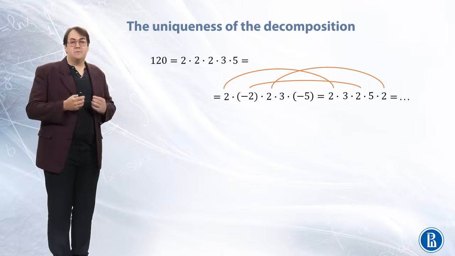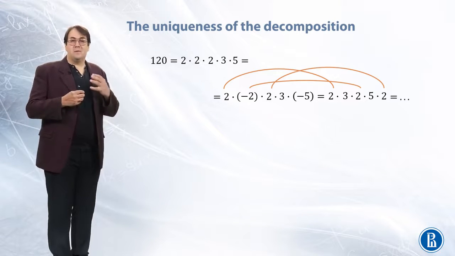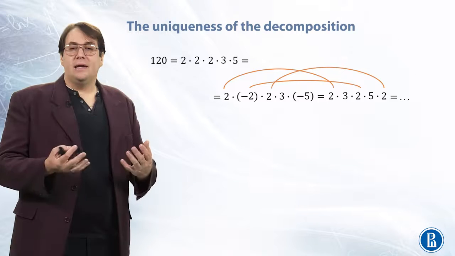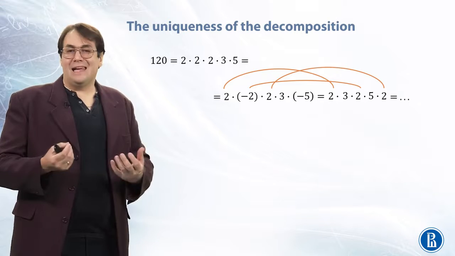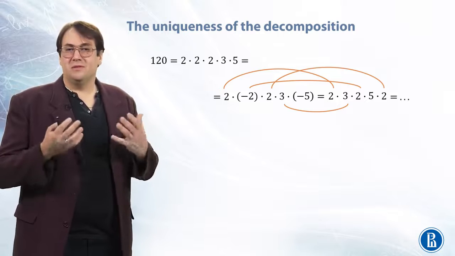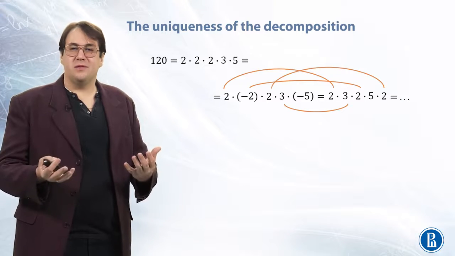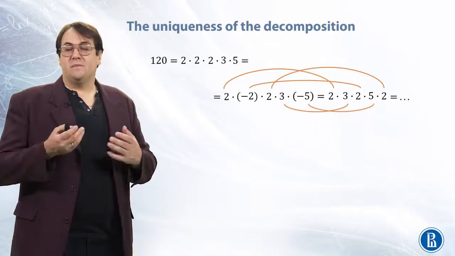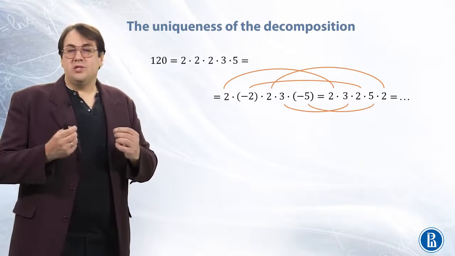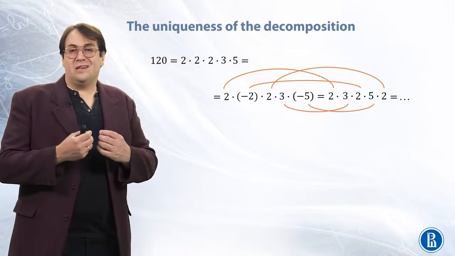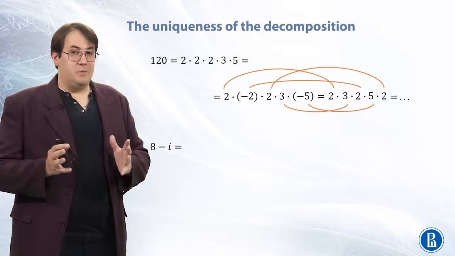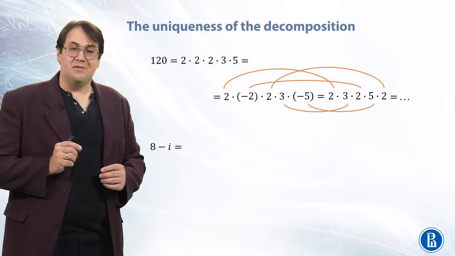But we have more tricky cases. We have minus 2 on the left-hand side and just 2 on the right-hand side, and we understand that they are somehow connected. And also we have literally equal factors, 3 on the left-hand side and 3 on the right-hand side. And we have minus 5 and 5, which are also connected. Now we should answer the question what kind of connection this is. But before we do that, let's consider another example, which will be more interesting, I believe.